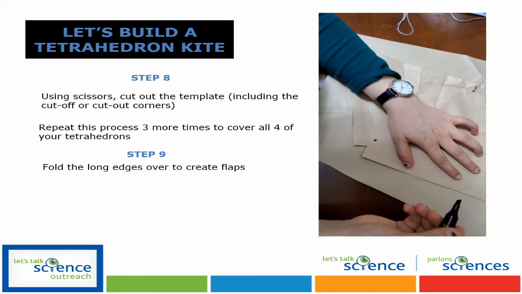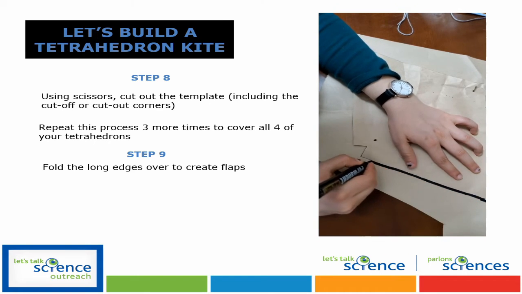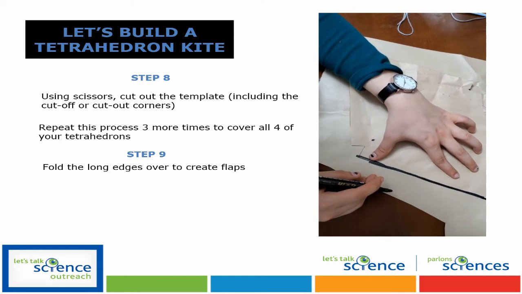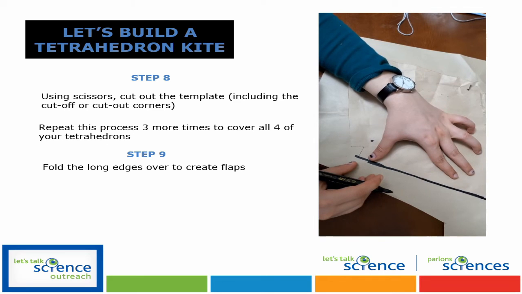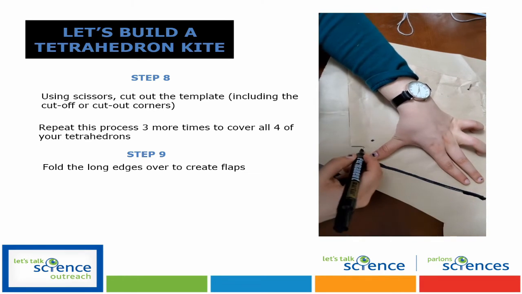Since we have 4 tetrahedrons in total, we need to repeat this process 3 more times to make sure each tetrahedron is covered in tissue. To save yourself a little bit of time, feel free to use your first template as a guide.